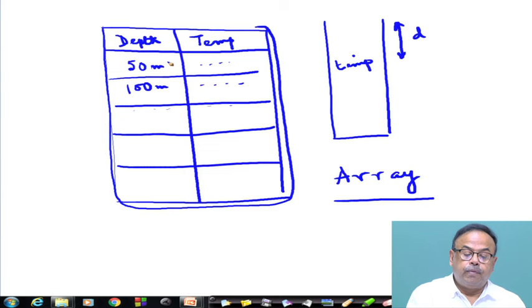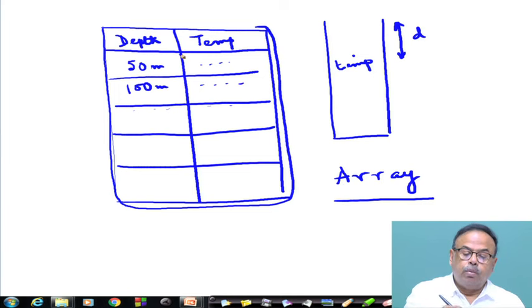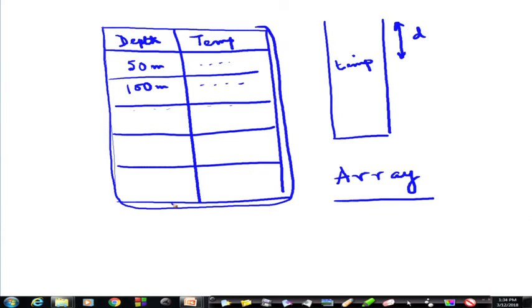For example, if the depth is integer and the temperature is real, then up to the knowledge that we have acquired till now, we will be representing them in the form of 2 arrays. One is an integer array, another is a separate floating point array, all right. So, that is one way of representing data, as we have done also in the case of students' roll number and marks earlier.